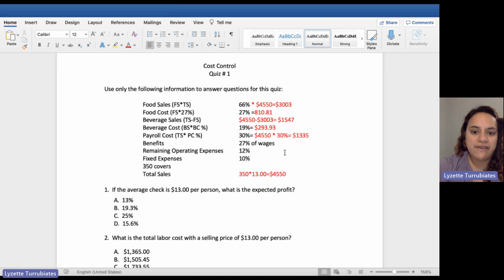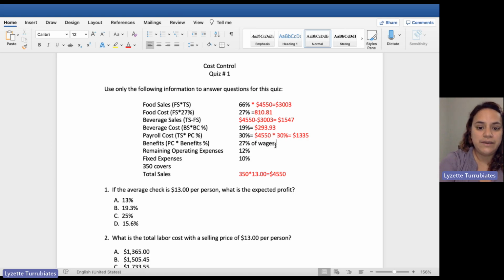And so now for benefits, that's employee meals, insurance. So now we're going to take that out of our wages. And what are our wages? That's just another name for our payroll. So we're going to use this number right here to multiply against our benefits. So we're going to take our payroll cost times our benefits percentage.